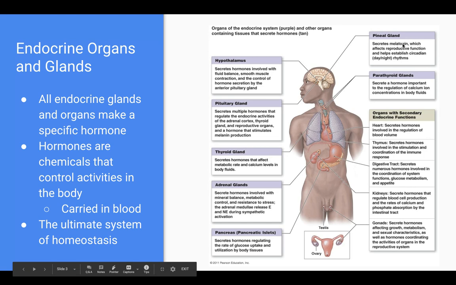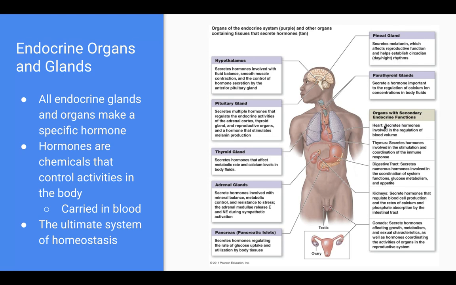Okay, the pineal gland is another one in the brain that's in charge of your circadian rhythm. So knowing when it's day and night and when to go to sleep. The parathyroids are on the other side of the thyroid, and they also regulate body fluids. And then these are considered secondary functions of the endocrine system.